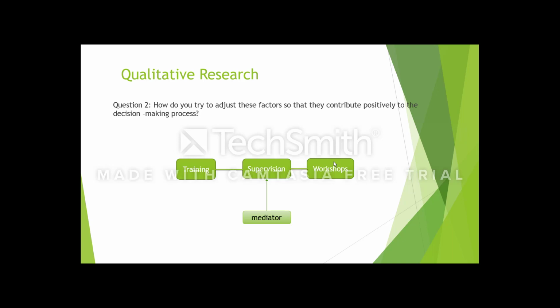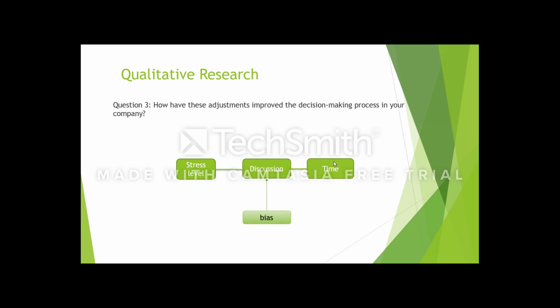They are trained how to make decisions in a team and how unconscious factors can influence the individual decision approach. A supervision with a mediator is done to talk about personal situations and problems that can influence the people in their job. And the third method is workshops to learn a structured and efficient way of decision making.